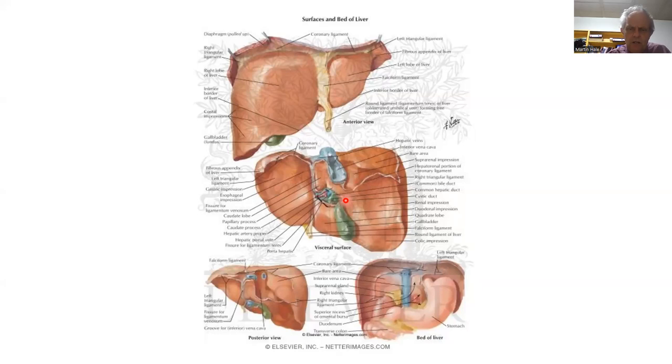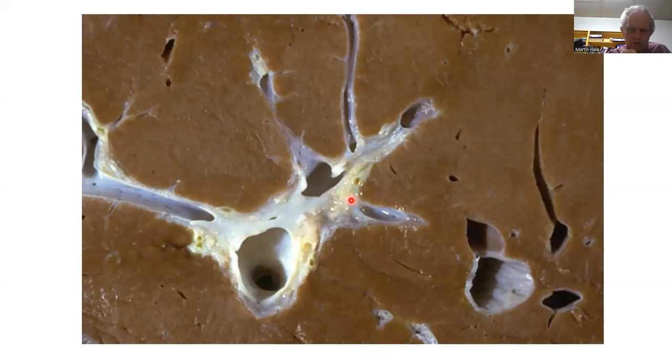Right, so this is what the normal liver looks like, and I always refer to this as supermarket liver. If you go to any supermarket and have a look at the meat counter, you will see what the normal liver looks like. And importantly, look at the color, look at the architecture, and these are large biliary, these portal tracts.